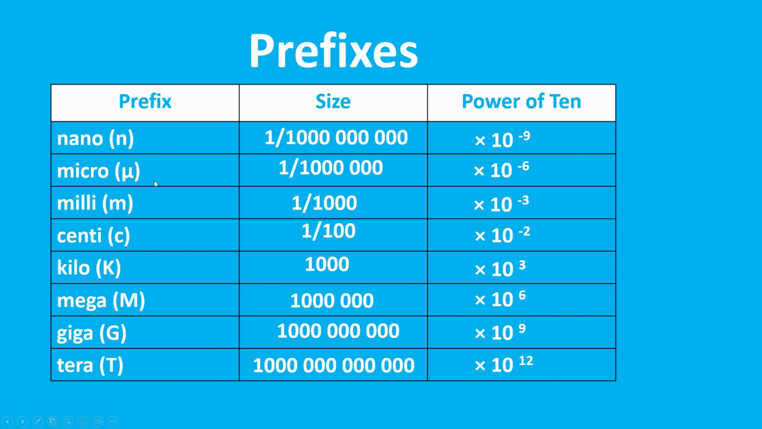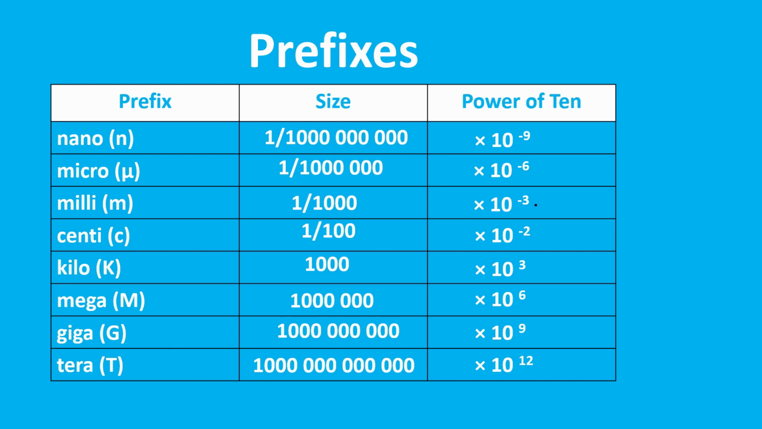Just try not to get confused between prefixes and units. These are not units, these are prefixes. They come at the beginning of units and they tell us how many times bigger or smaller they are compared to the original unit. And I think it will make more sense when I go through some examples. But here are their sizes.